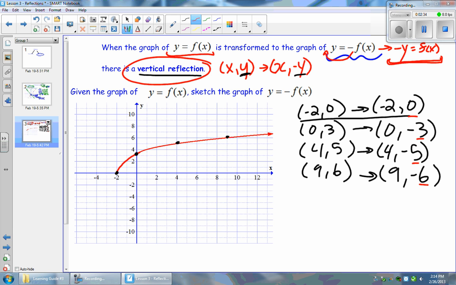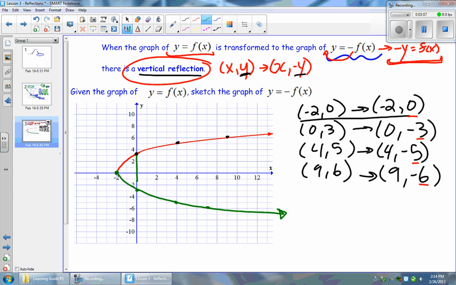From here, we're going to graph those points and connect them as best as we can. Let's start with negative 2 comma 0, which was a point that stayed the same. 0 comma negative 3 is right there. 4 comma negative 5 is right there. 9 comma negative 6, which is the last point, is right there. Remember, we still want to keep the same shape, so it's going to look just like this. If you connect them, you should get a nice graph just like that. So there is our vertical reflection.